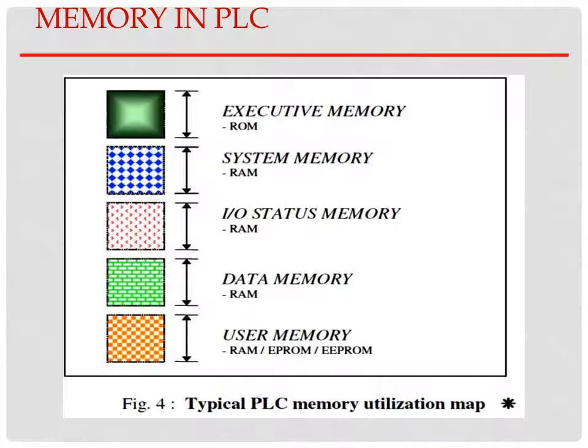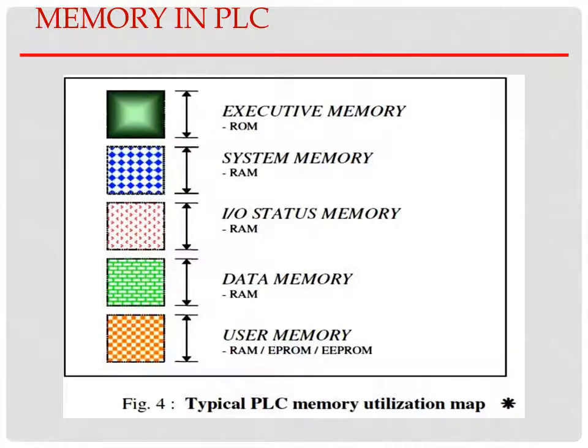So typical PLC memory utilization map is shown here. It contains 5 types of memories: user memory, then data memory, IO status memory, system memory and executive memory. The user memory, which is basically RAM or EEPROM, is used to store the instructions or program that is given by the user. The next is data memory. It is of type RAM and the data which is provided by the program is stored in the data memory.